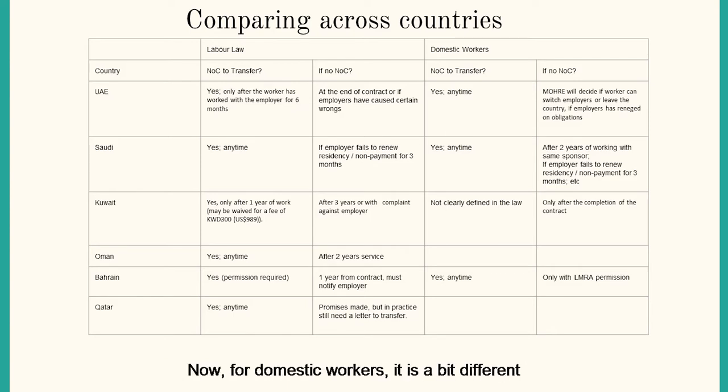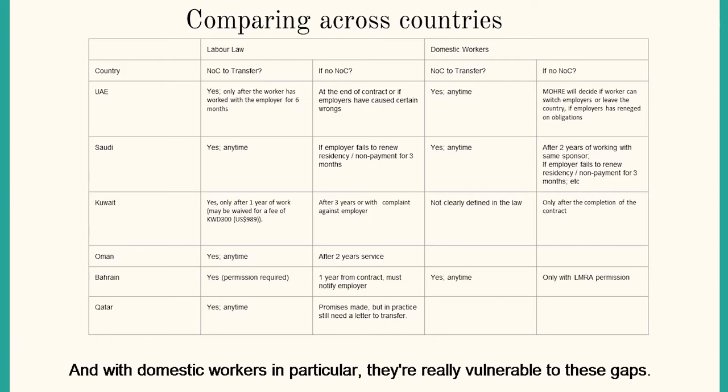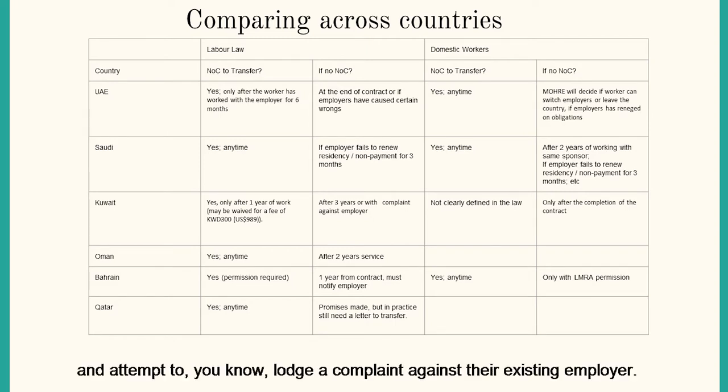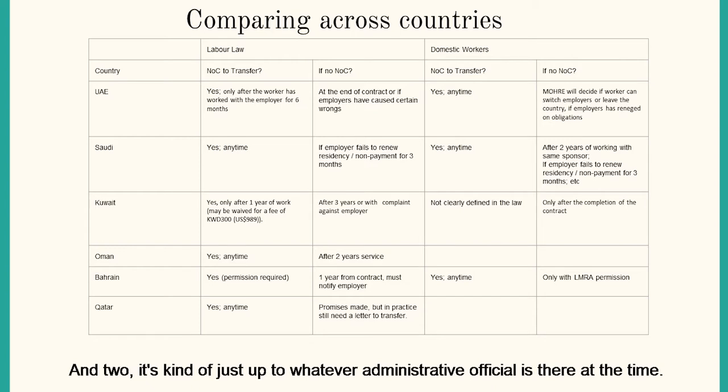Now, for domestic workers, it is a bit different. There tends to be a few more restrictions, but you'll also notice that a lot of the tables are left blank. And that's because there's just a lot of ambiguity in the law. And with domestic workers in particular, they're really vulnerable to these gaps because the enforcement of these laws is really just up to, well, one, whether they can even get outside of the house and attempt to find another employer and attempt to lodge a complaint against their existing employer. And two, it's kind of just up to whatever administrative official is there at the time.